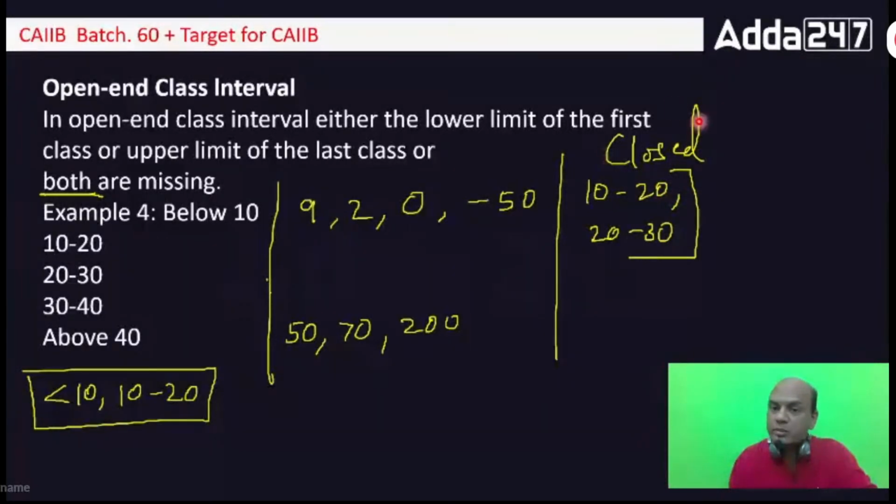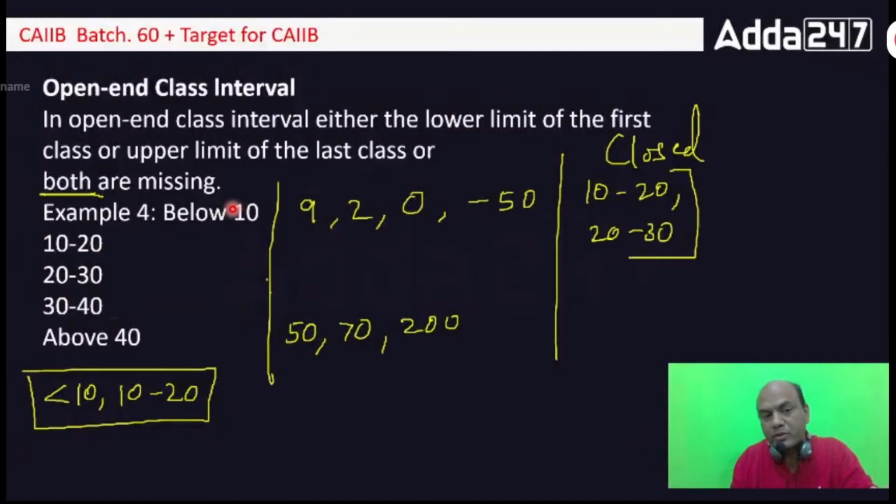So this is a closed group. Why? Because I know the initial, I know the end. If I write 30 to 40 also, then also it's a closed group because I know its end. It ends somewhere, it starts somewhere. Now instead of this, suppose I write it like this: below 10, 10 to 20, 20 to 30, 30 to 40. Let's take up to 30 to 40 only.